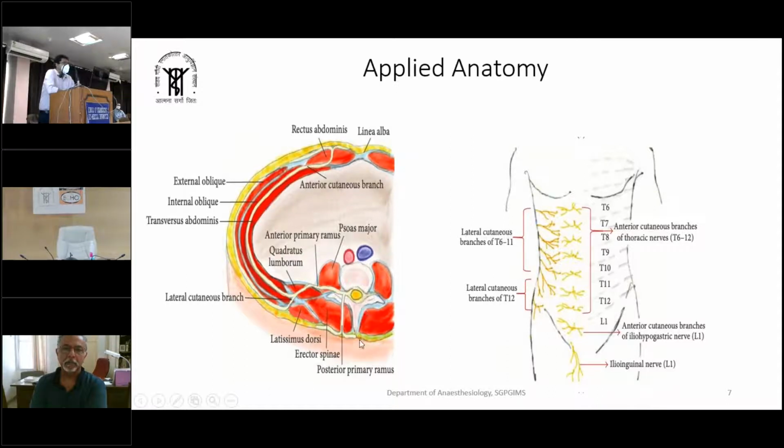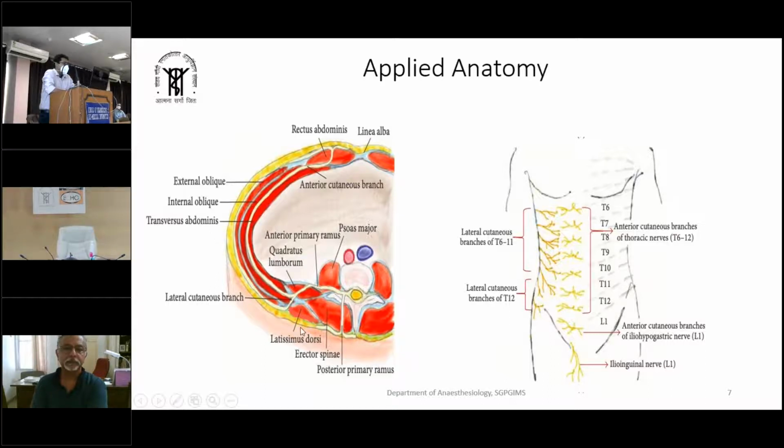As you can all see, this is a cross-sectional diagram of the abdominal wall at the level of the T12 vertebra. The anterior abdominal wall is formed by the rectus abdominis muscle. The anterolateral and posterolateral portion of the abdominal wall is formed by 3 muscles, from outside to inside: external oblique, internal oblique, and transversus abdominis muscle.